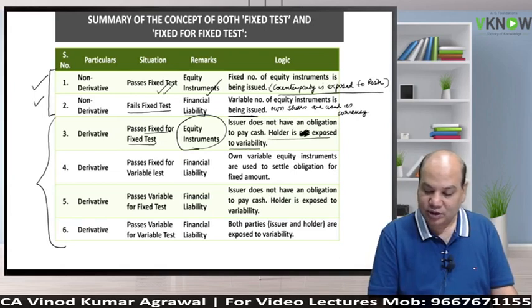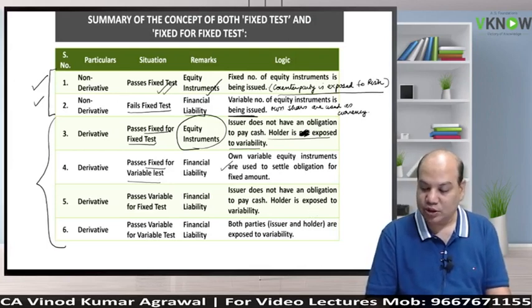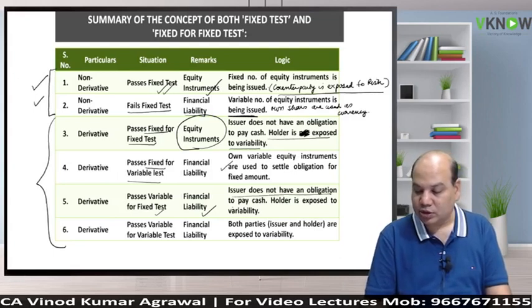Okay, then next is fixed cash, variable number of shares. Fixed cash with a variable number of shares will be a financial liability. Own equity instruments are just used to settle a liability. So own equity instruments are used like a currency. Next, variable cash, but the number of shares is fixed. Again a financial liability. The issuer does not have an obligation to pay cash. The holder is exposed to the variability.